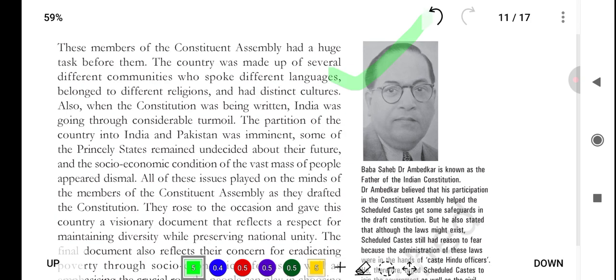Here's the picture of Dr. B.R. Ambedkar. The Constituent Assembly drafted the Indian Constitution, addressing diversity, unity, socio-economic reform, and representation. The Constitution reflected the nation's diverse communities, language, religion, and culture. Federalism, involving multiple levels of government, was a key feature. Baba Saheb Dr. Ambedkar, known as Father of Indian Constitution, urged scheduled castes to join government and civil services to ensure their rights were protected.